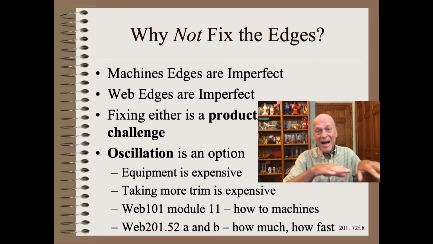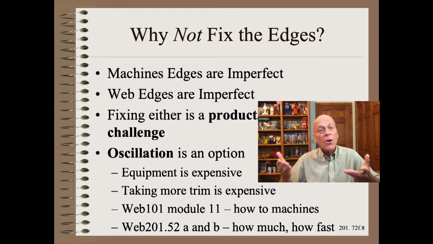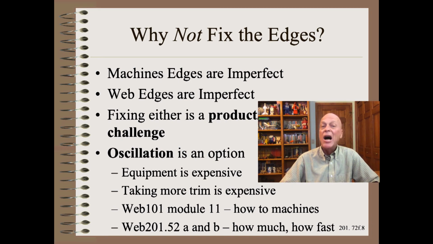Alternatively, we could oscillate to smear out the thickness variations prior to winding. Here again, we have the challenges that begin with extra equipment costs. Also, some or most methods of oscillation require taking extra trim, and that is also expensive. We covered the how-to of oscillation in Module 11 of my award-winning and trademark Web 101 class, and the how much and how fast questions in shows Web 201.52a and b.